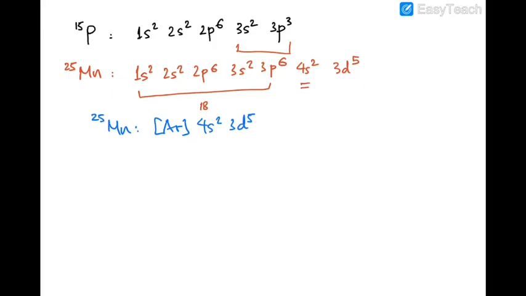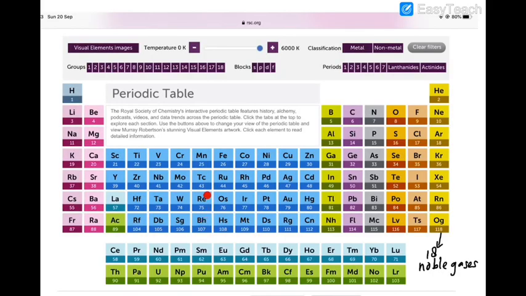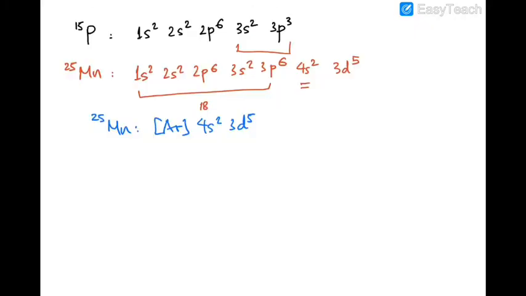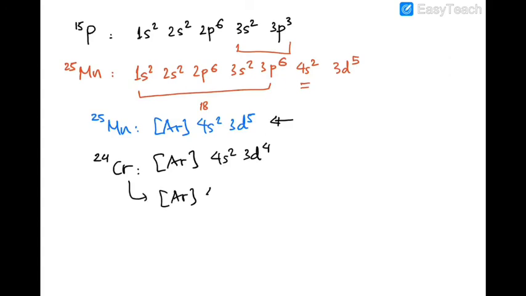Now let's take another example. For instance, take chromium, number 24. It's going to be the same as this one, just lacking one electron. So it's going to be [Ar] 4s2 3d4. Now here you have to be careful, because the actual configuration for chromium is this one, [Ar] 4s1 3d5. So it's not the upper one, but this one.